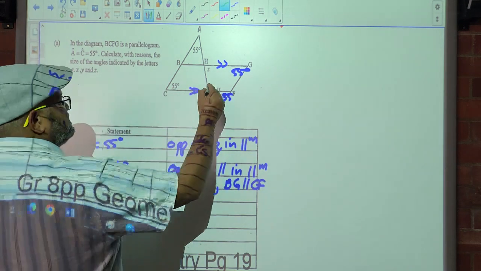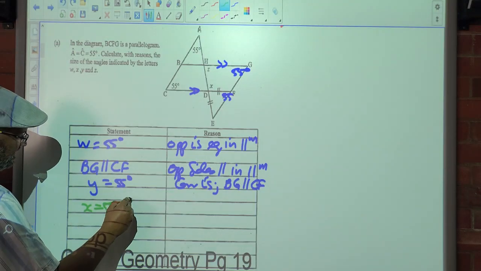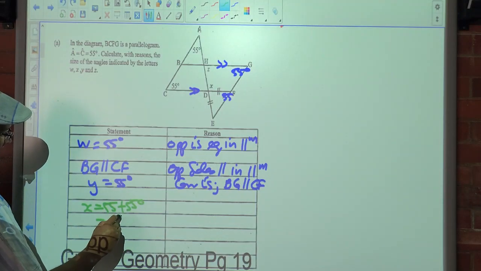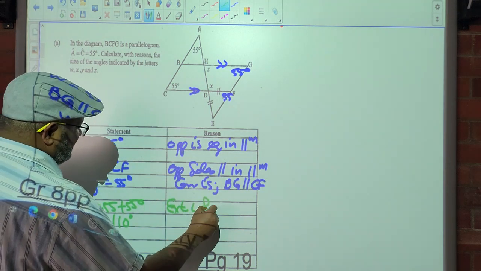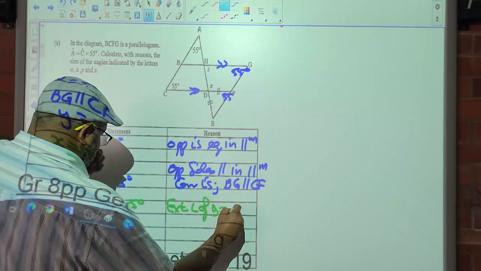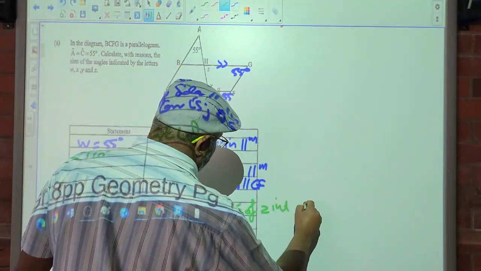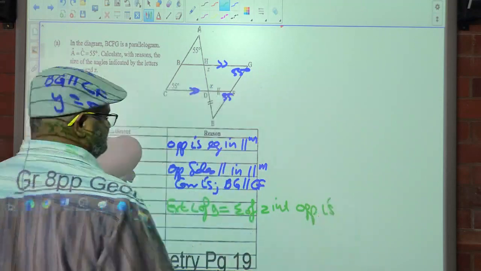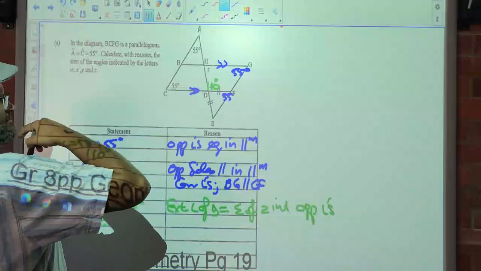Right, so X is equal to 55 degrees plus 55, which is 110. Reason? Exterior angle of a triangle is equal to the sum of the two interior opposite angles. So this is going to be 110 degrees.